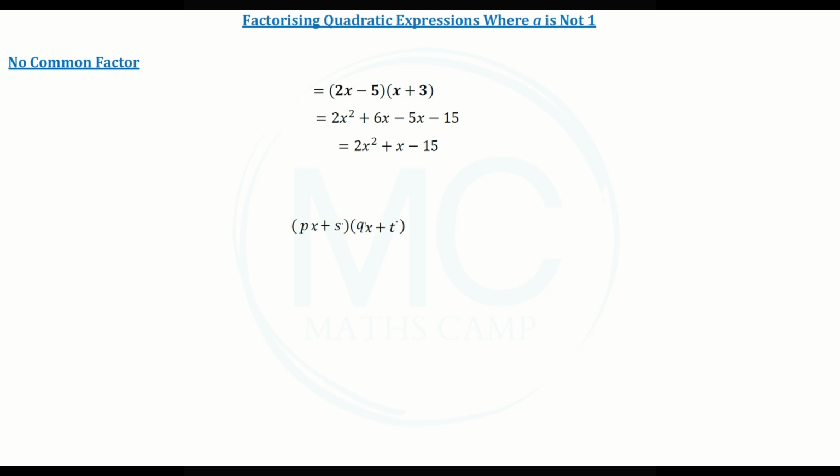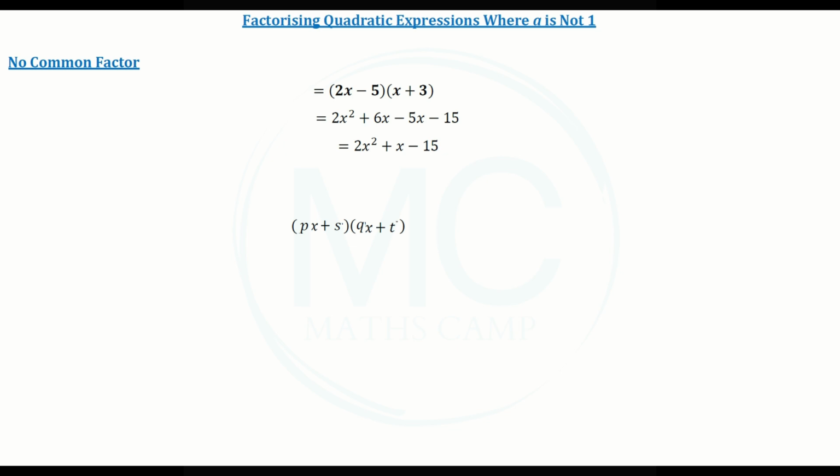From this, we can see that p and q must be the factors of the coefficient of x squared, and s and t must be the factors of the constant. But which factor do we put into which bracket? How do we know if we are right in the exam situation? I would like to show you a little trick that can make factorizing quadratics much, much easier.